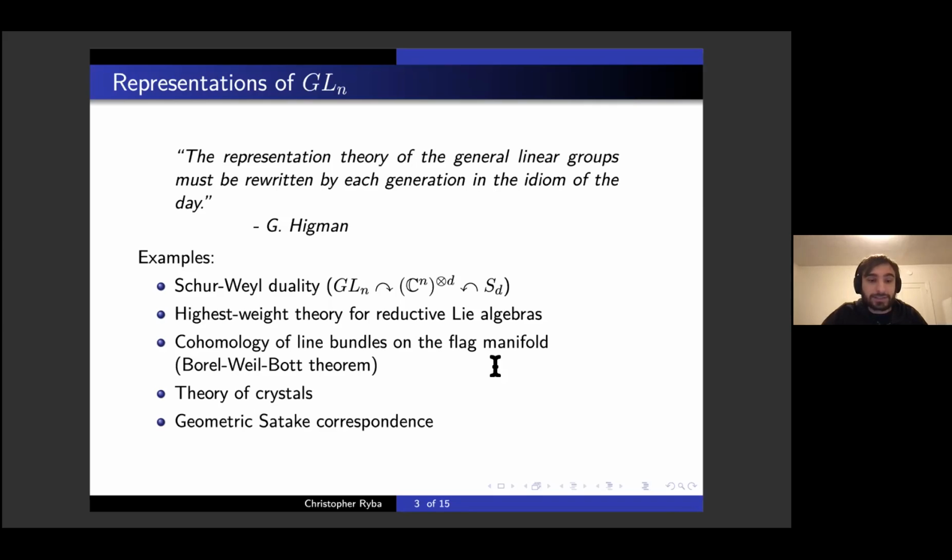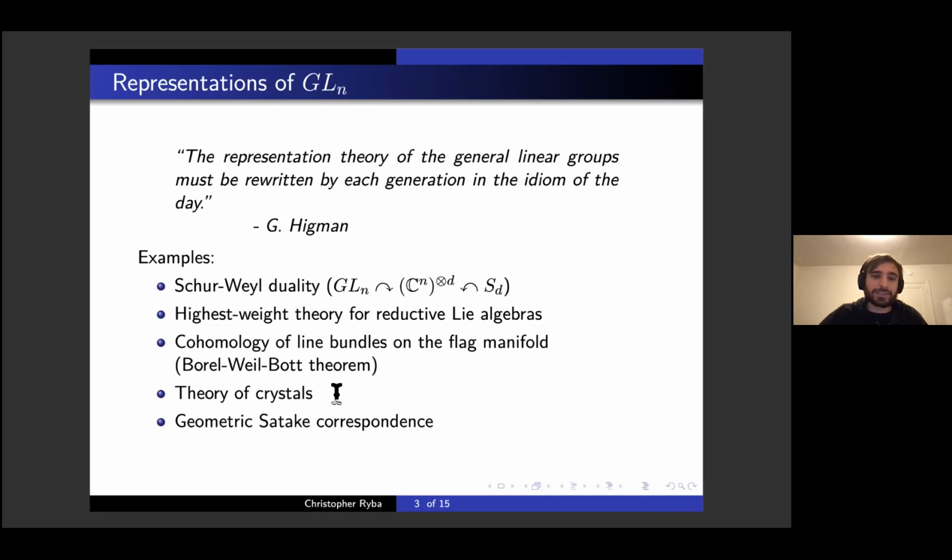Another approach is more combinatorial in nature. It's the theory of crystals. It's related also to crystal bases and quantum groups. I won't say anything about that. And another one that I wanted to mention, just to make the point that there's a wide variety of options, is the geometric Satake correspondence. And this seems to be really quite sophisticated in terms of using things like perverse sheaves on affine Grassmannians and things like that that I won't talk about at all in the remainder.